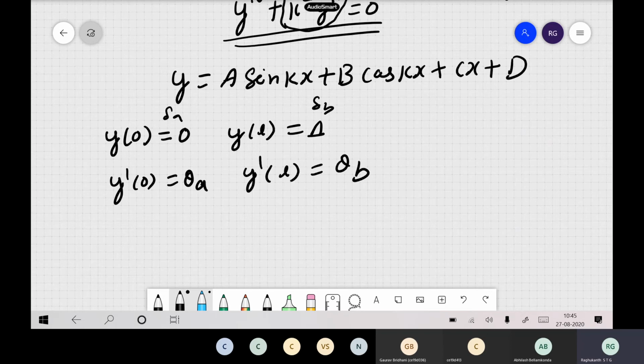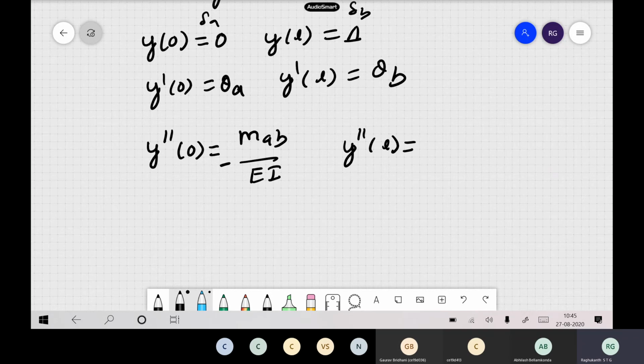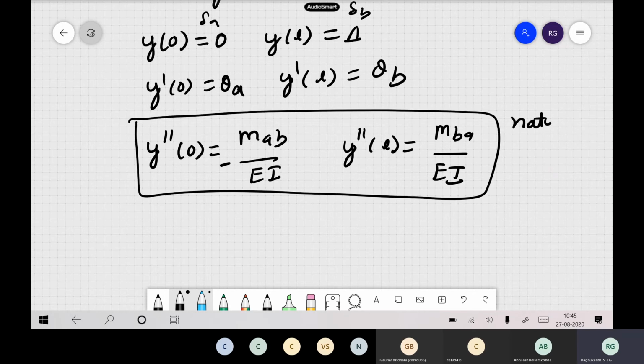So those are 4 constants. And then of course you have these boundary conditions also, like y double dash at 0, which is the same as MAB by EI, and y double dash at L, which is MBA by EI. These are what you call the natural boundary conditions. Last time also I told you, when we discussed energy and calculus of variations, we have what we call natural boundary conditions. These are required to derive our slope deflection.